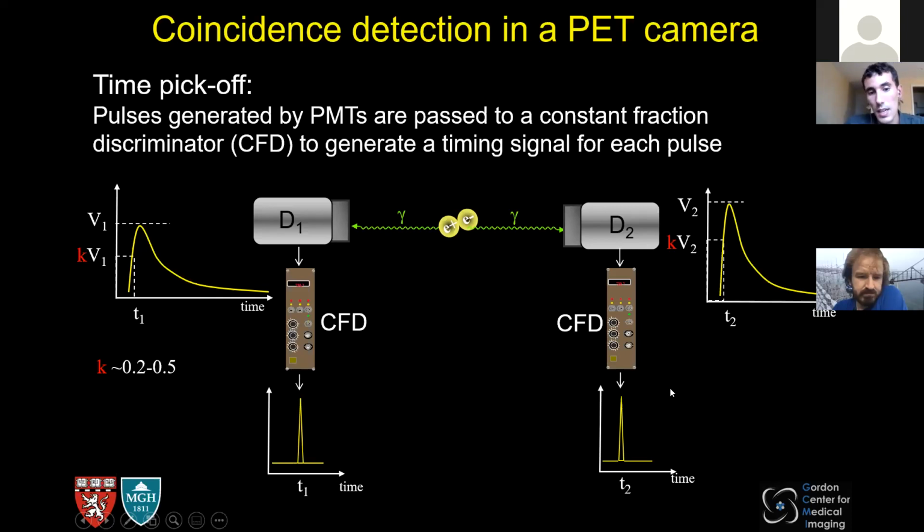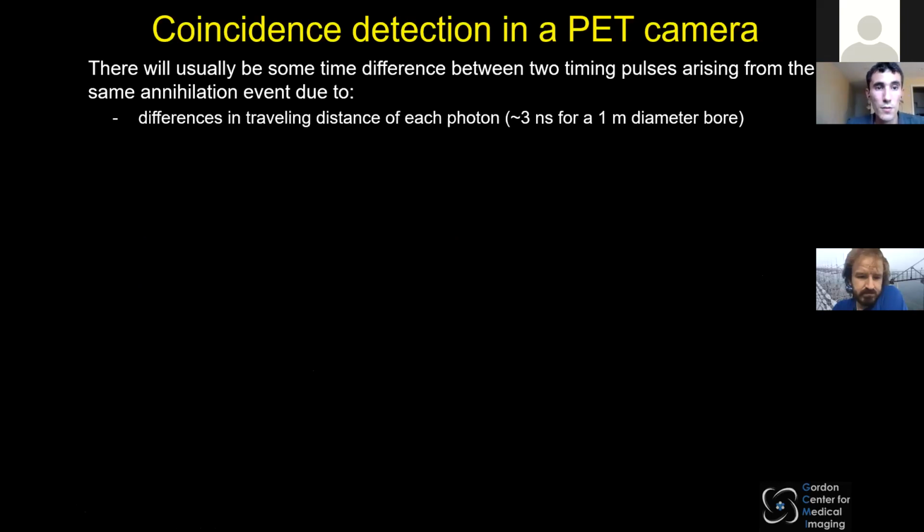And now the idea is going to be to decide whether those timing pulses are close enough, which would mean that the two gamma photons come from the same annihilation event, okay? So you have another layer of processing because, of course, you may have some differences between T1 and T2, although they come from the same annihilation event, okay? And that can be due to several factors, one of which being the fact that each photon is going to travel a different distance inside the patient.